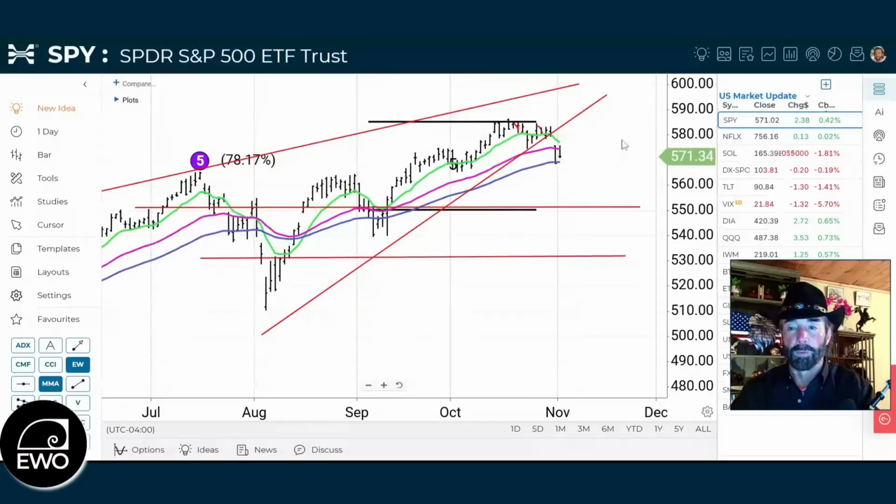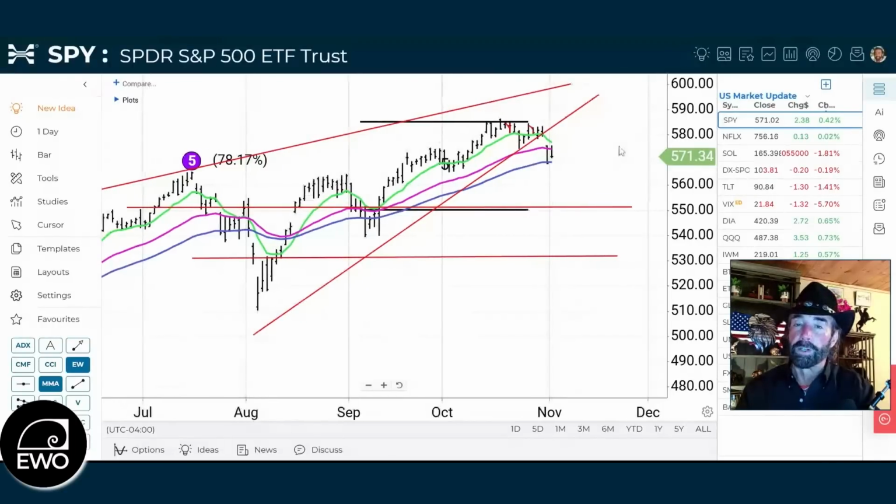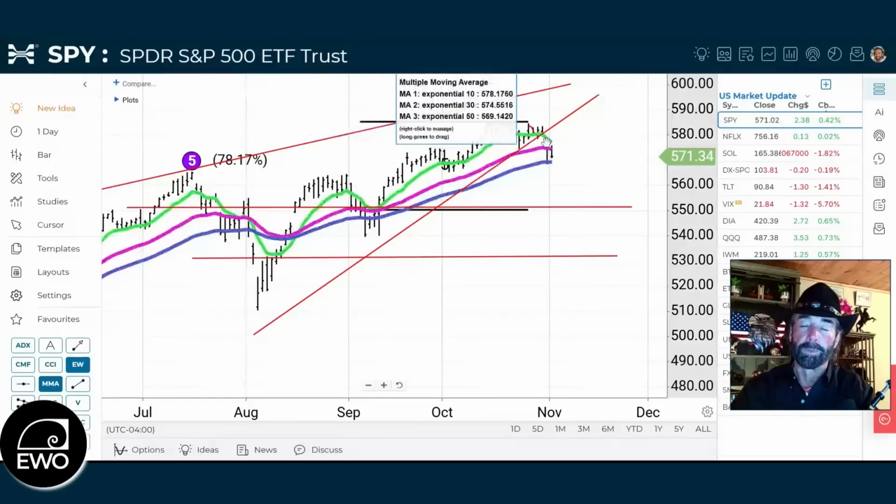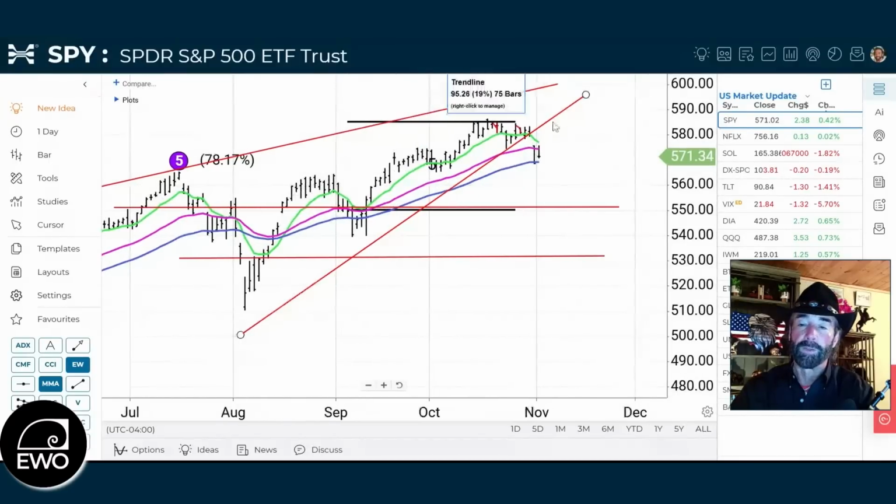But it seems like that's where we may go. Now, with the election coming up, we might get a little bit of a blip up, perhaps come up to fill this gap. That's where we thought we might get that last little blow off top, which is a characteristic sometimes of an ending diagonal, not picking who wins, but just for the fact that the uncertainty of the election is over.